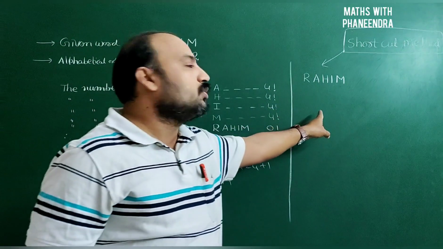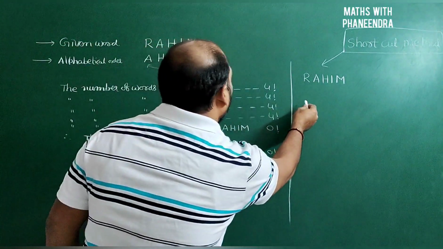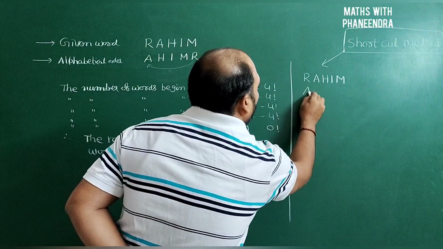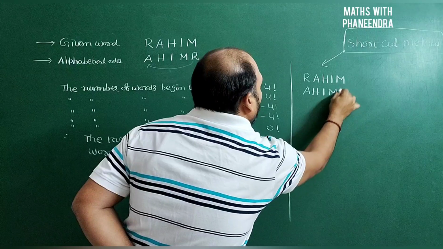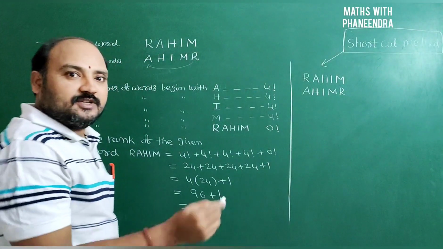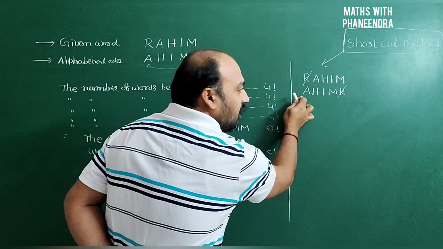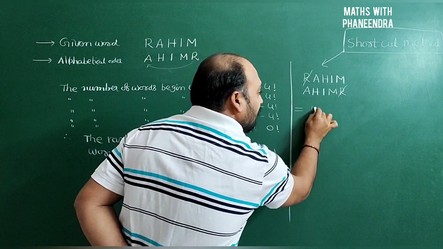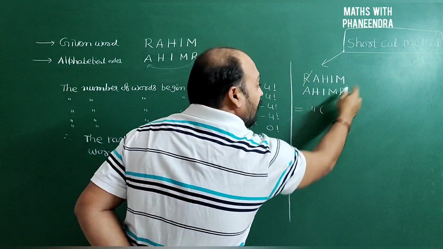Now come to the shortcut formula. The word Rahim, you write in the alphabetical order: A, H, I, M, R. In the shortcut formula, R gets cancelled. In the alphabetical order, before R, how many letters are there? 4. In the given word, after cancelling the R, how many letters are there? 4.